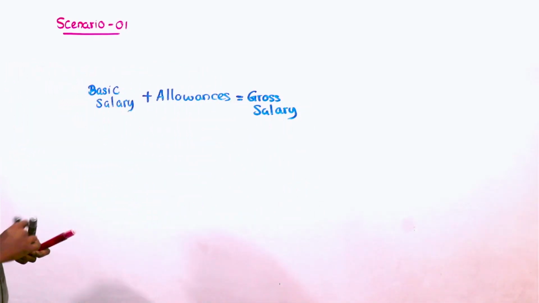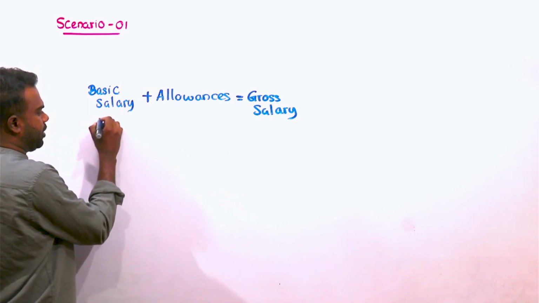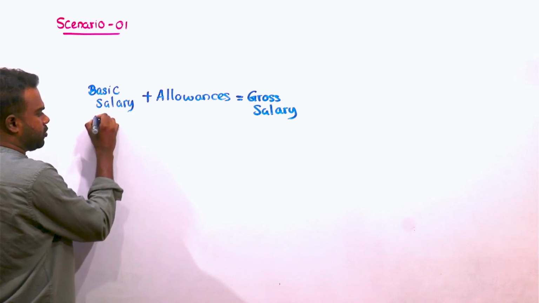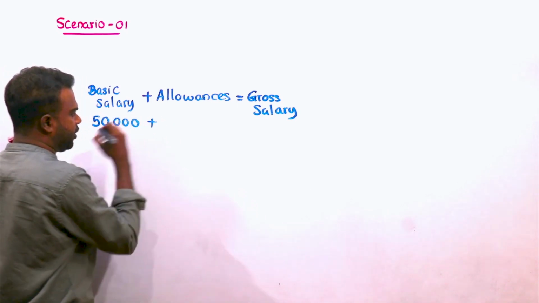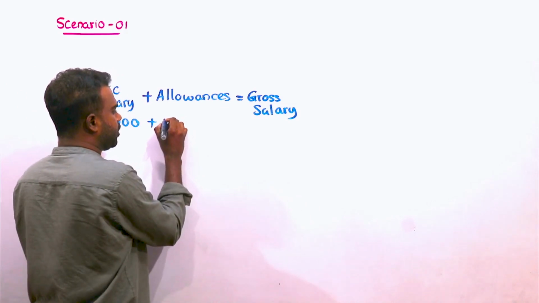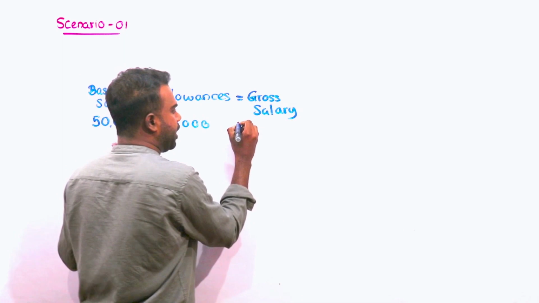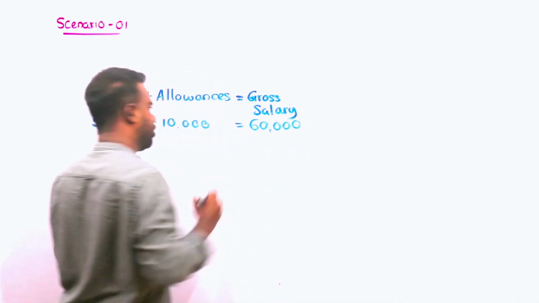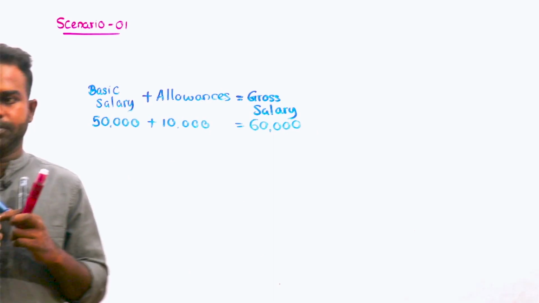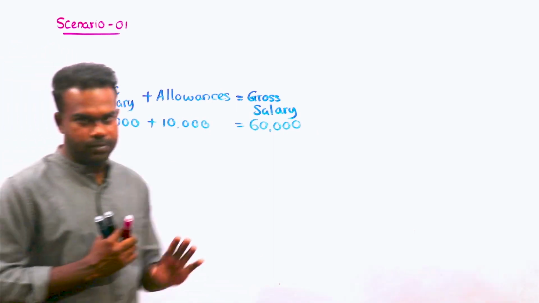Therefore, let's assume our basic salary is 50,000. Basic salary won't be changed. Basic salary 50,000, and allowances, let's assume 10,000. Therefore, gross salary should be how much? 60,000. Understood, 60,000. Therefore, this is the first scenario.